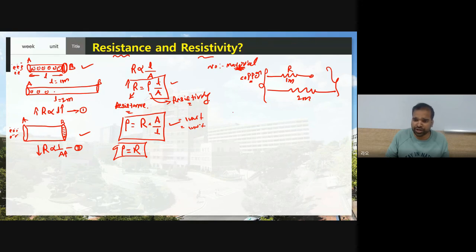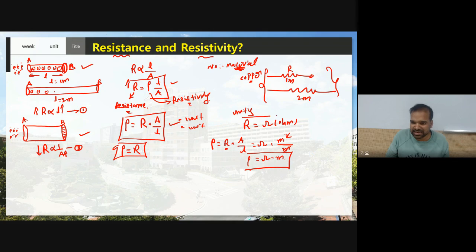Clear? Now you need to understand about units. What are the units for resistance? Ohm. This is the Greek symbol you can use to represent ohm. Now what are the units for resistivity? Resistivity equal to resistance into area by length. You know the unit for resistance is what? Ohm. And what are the units for cross sectional area? Meter square. And what are the units for length? Meter. So if you cancel these, therefore ohm meter is the unit for what? Resistivity. And what are the units for resistance? Ohm. Clear?